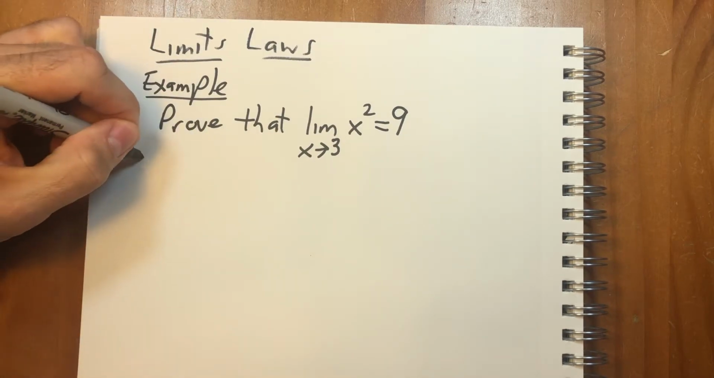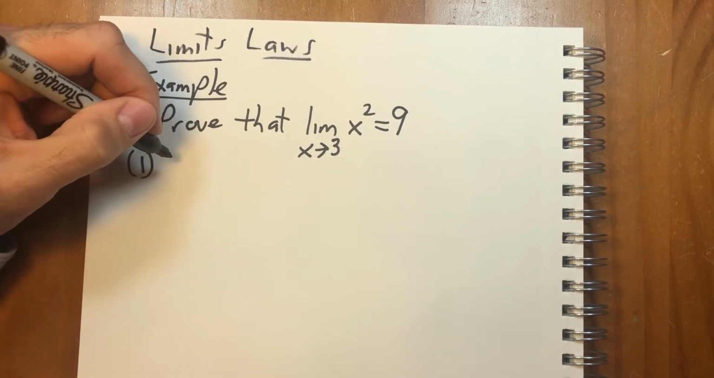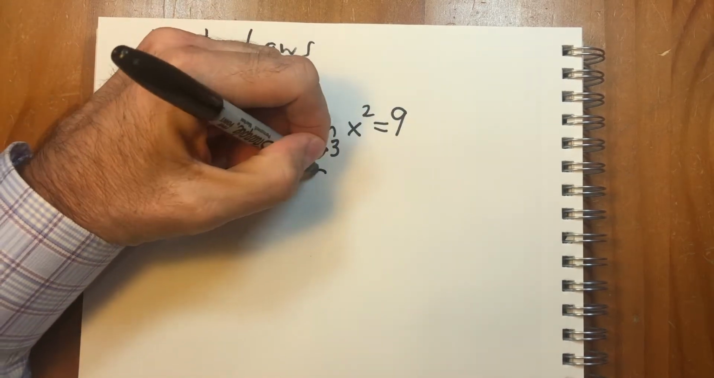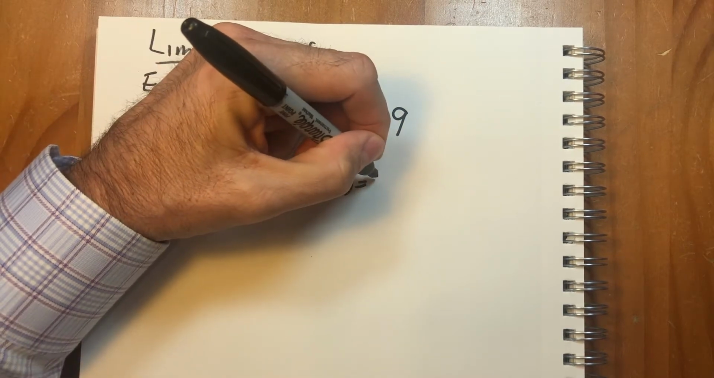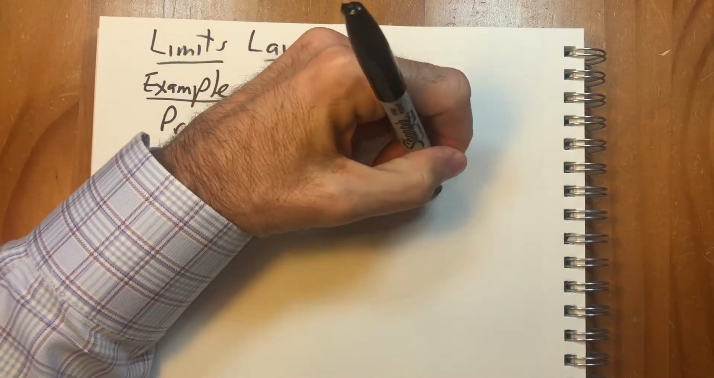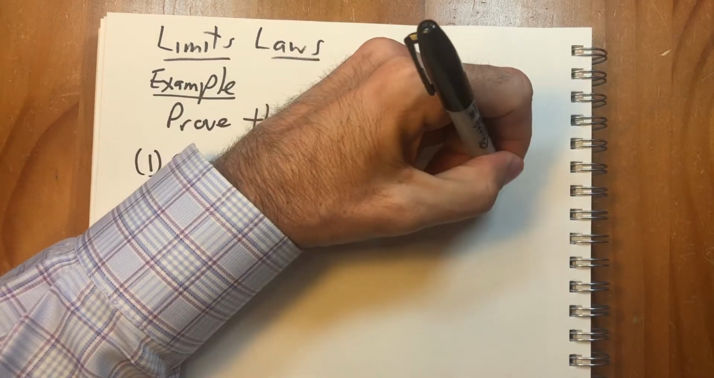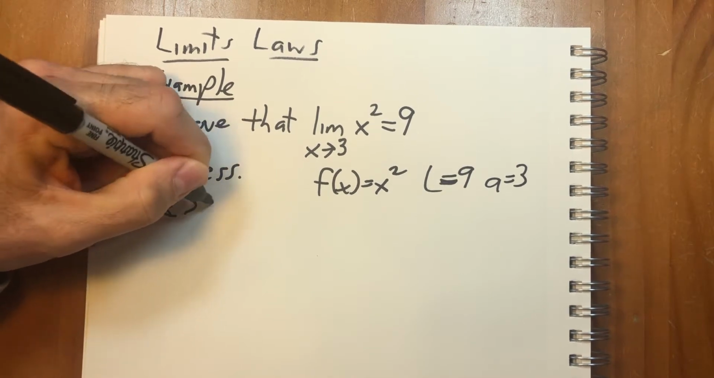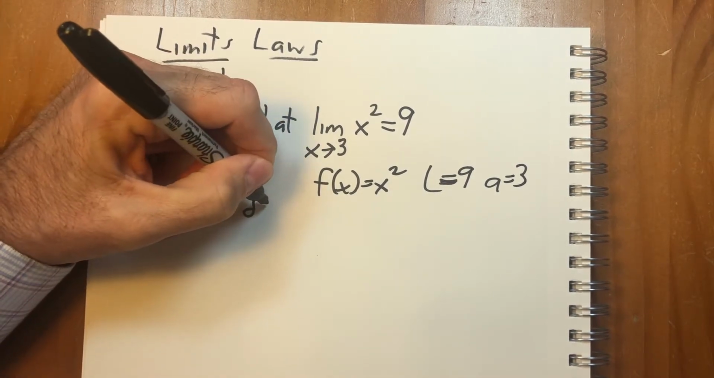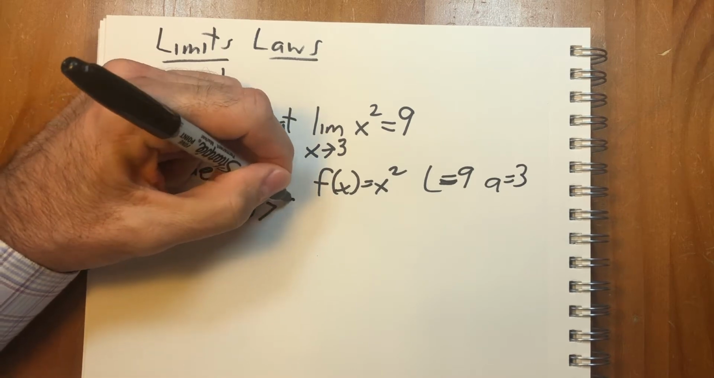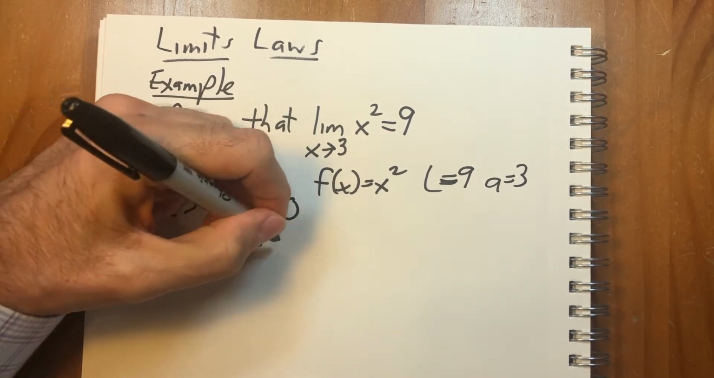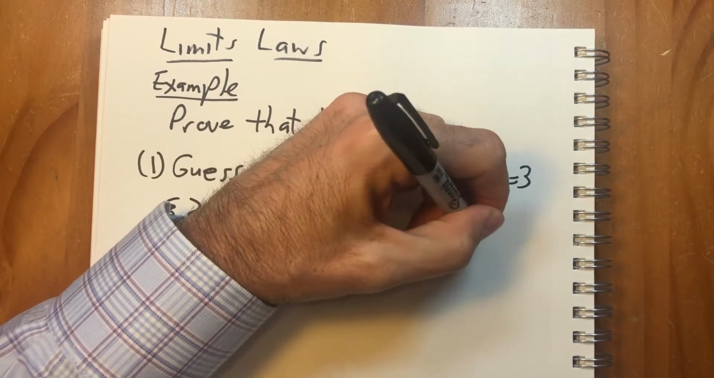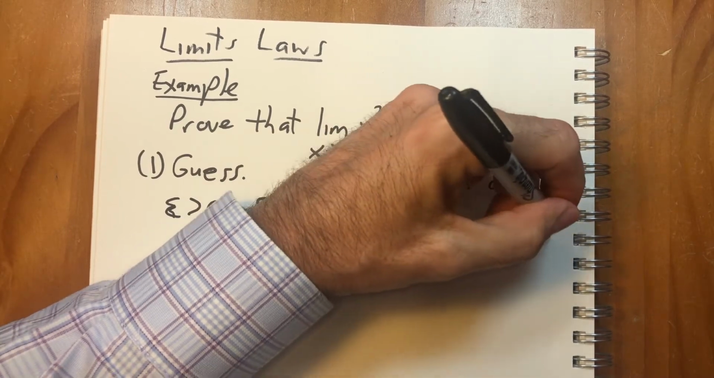So again, first we guess a good value for delta, and then we prove that that delta works. Okay, so we have that f of x equals x squared, L equals 9, and A equals 3. So given an epsilon greater than 0, we need to find a delta greater than 0 such that |x squared minus 9|, that's |f(x) minus L|, is less than epsilon whenever 0 is less than |x minus 3| is less than delta.